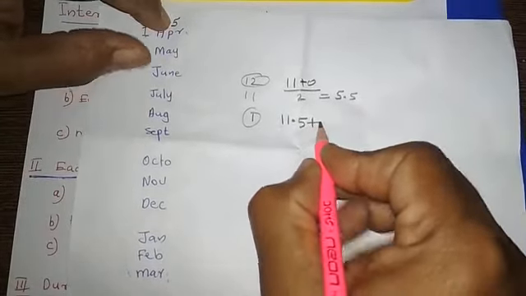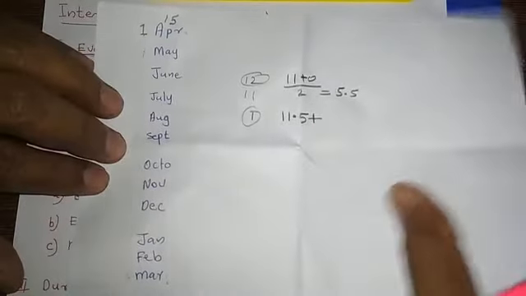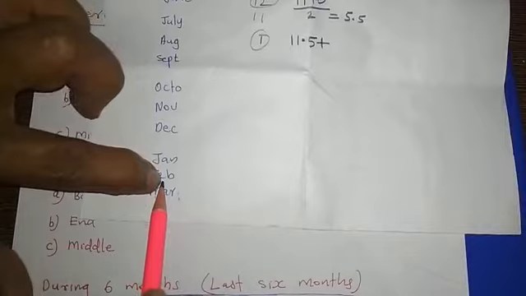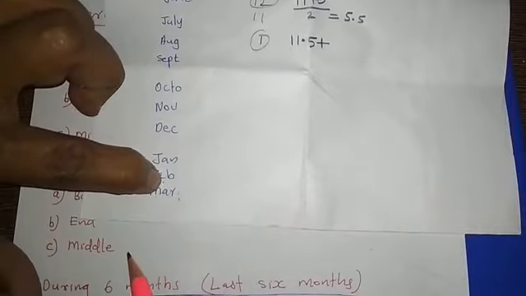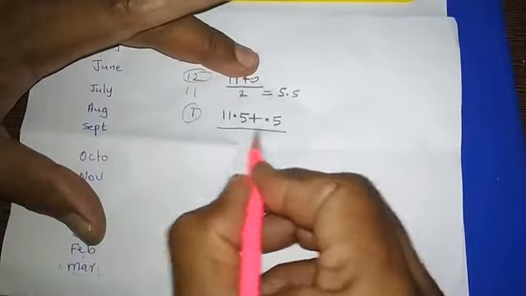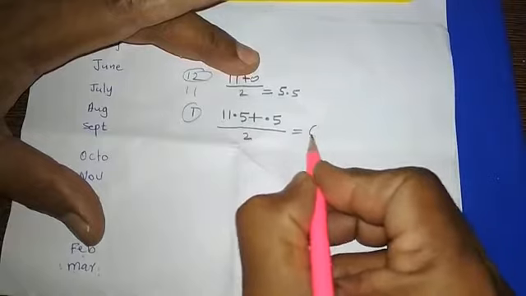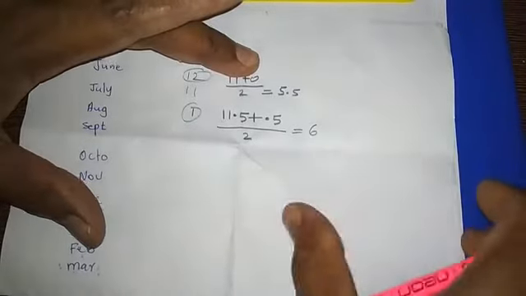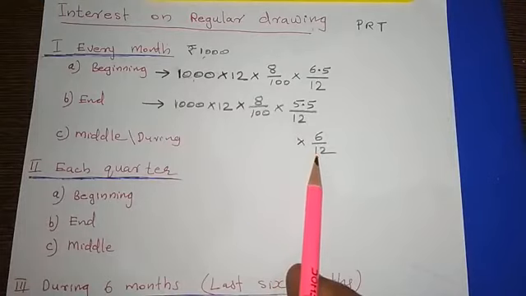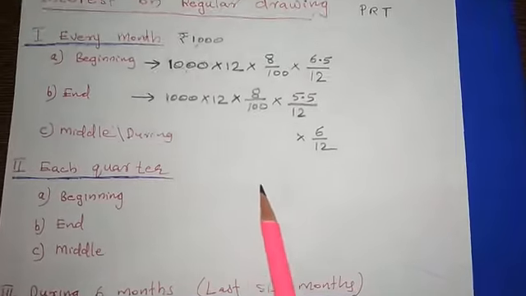Okay, that plus the last drawing. The last drawing will be on March 15th. When the drawing is made on March 15th, then 15 days are remaining. 15 days means half a month. So here 0.5. We add these together and divide by 2. It will give 6. The average is 6. That is why here I told you to take 6 upon 12. Okay, this is clear now. Examples we can see later. We can see some other formulas also.